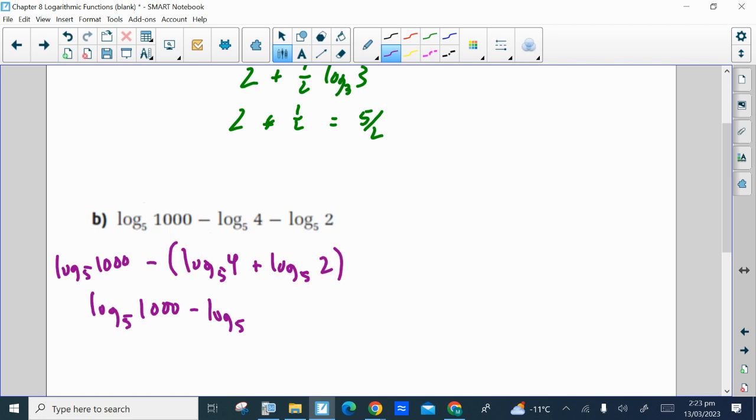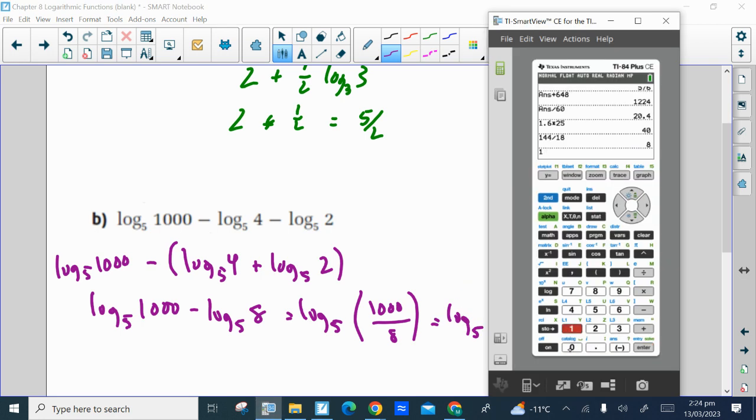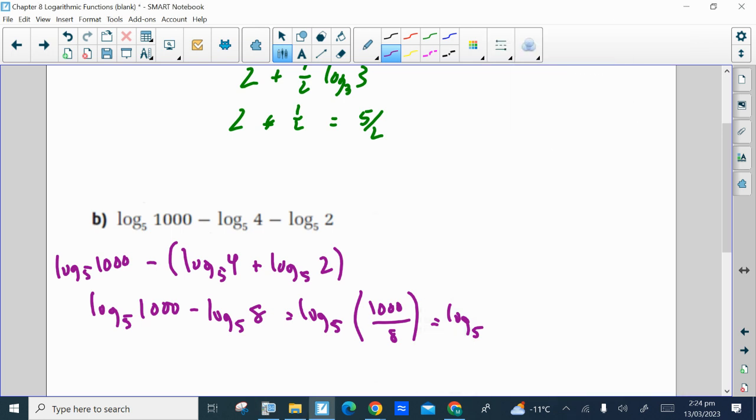So we can use a product law to simplify those two expressions inside the bracket. That'll be the log base 5 of 4 times 2, which is 8. And now because you're subtracting logs with the same base, you can use the quotient law and combine those two together. And 1,000 divided by 8, I think, is 125. Yep.